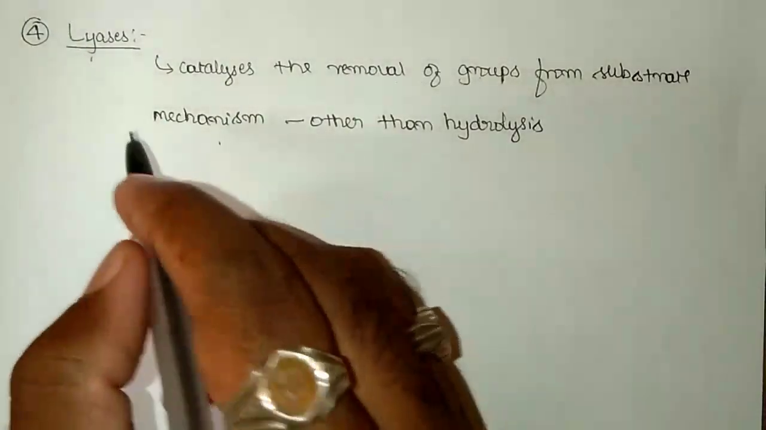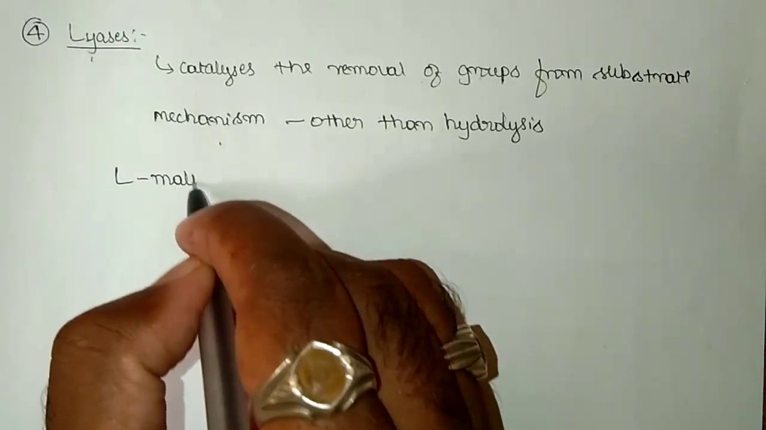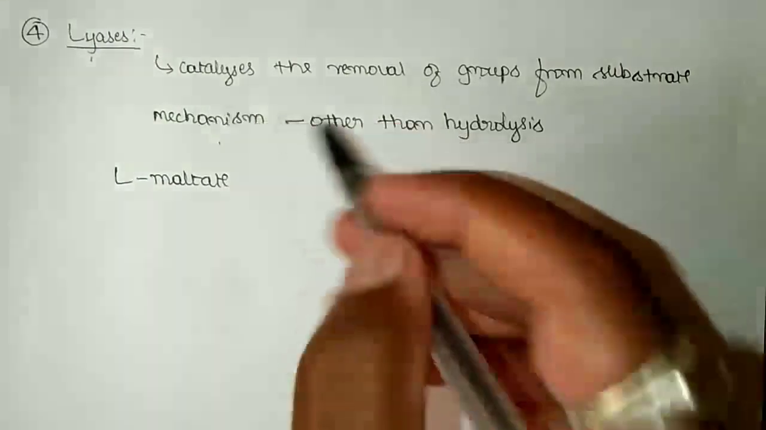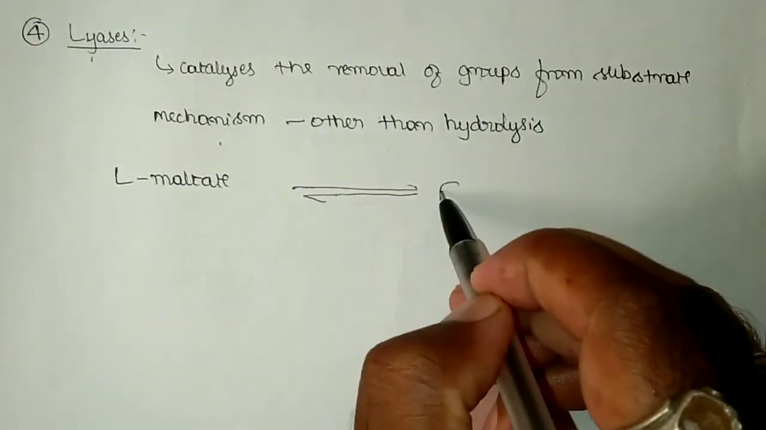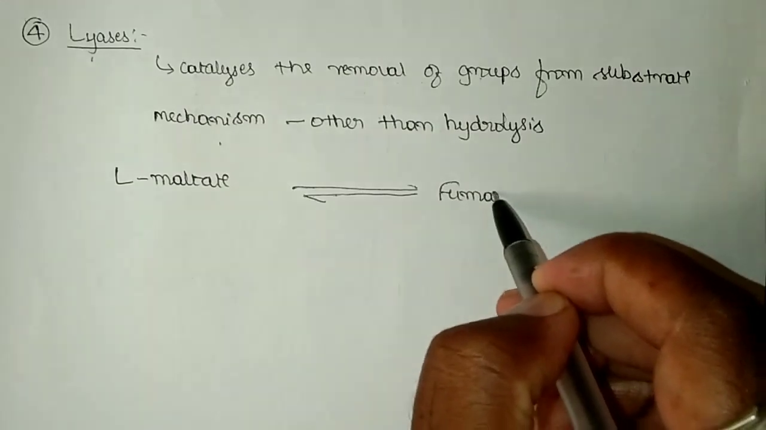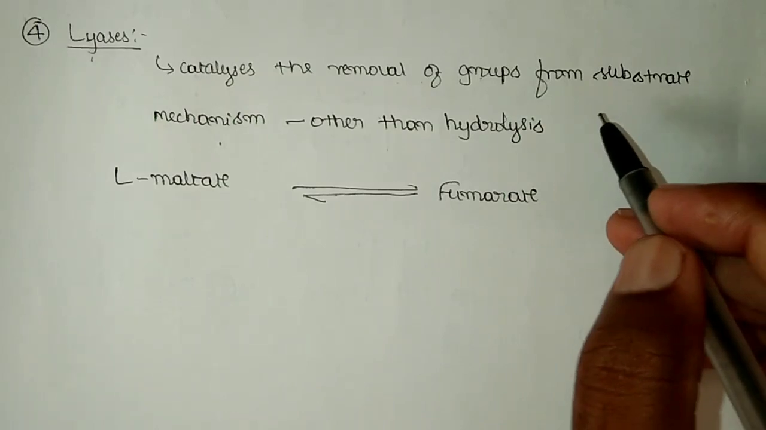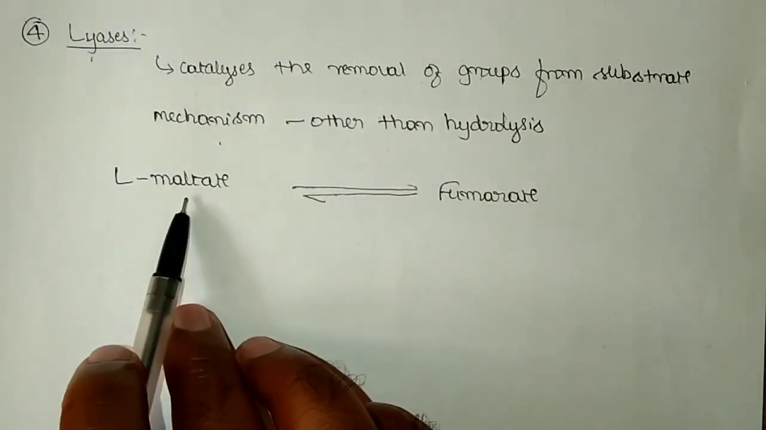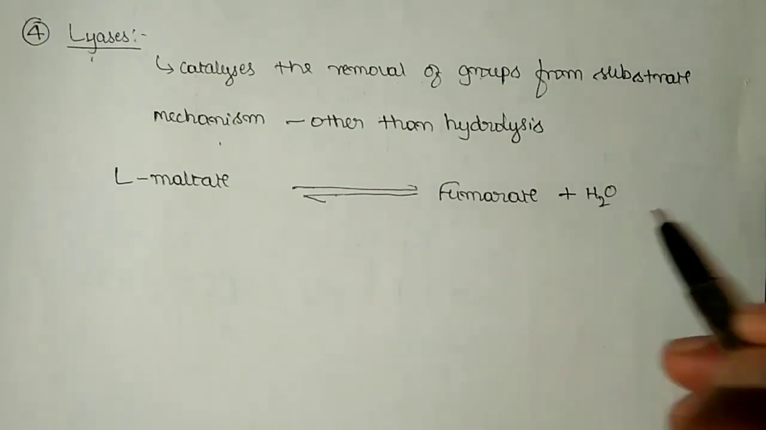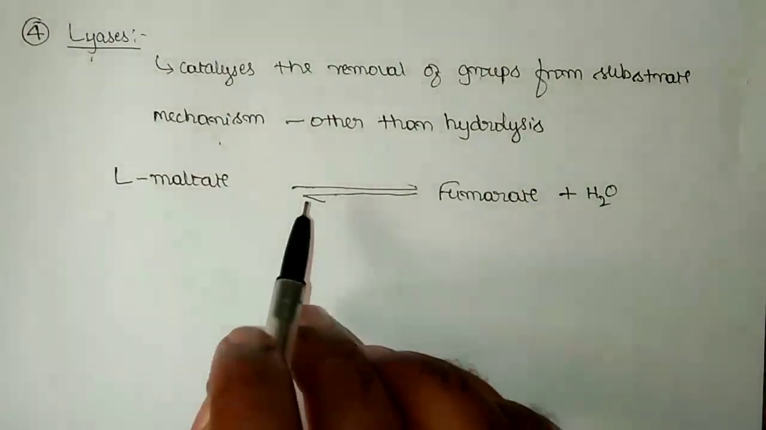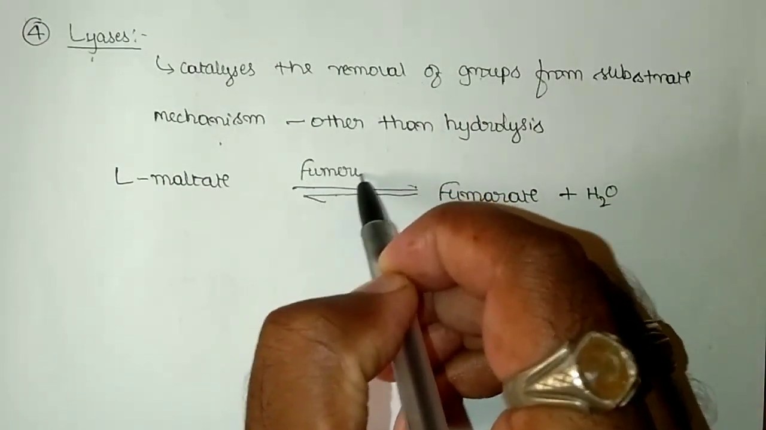So we shall take one simple example for lyase enzymes, that is L-malate. L-malate can reversibly change into fumarate. And here there should occur elimination of some groups, right? So malate will be converted into fumarate by the removal of a water molecule. And for this purpose, the enzyme required is fumarase.